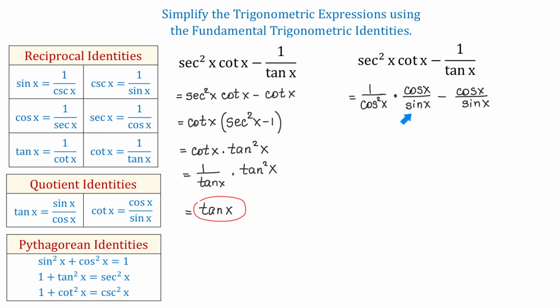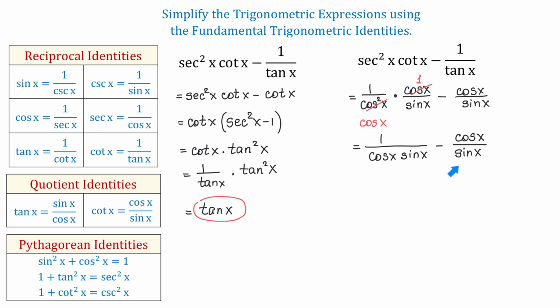Now in these two fractions we will cancel cosine of x, and in the denominator we will still have cosine of x. And now if we multiply these two fractions, in the numerator we will have 1, and in the denominator we will have cosine of x times sine of x. And now minus cosine of x over sine of x.